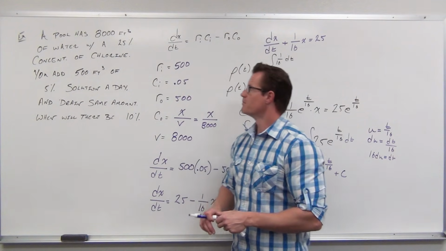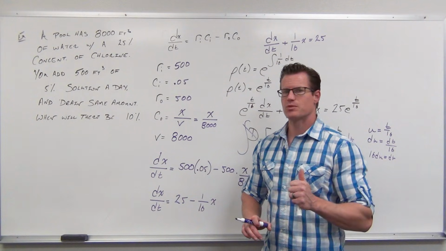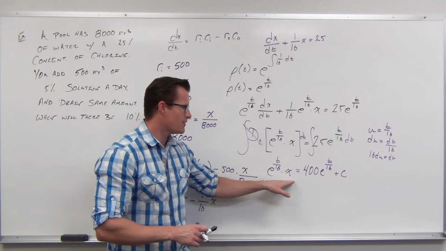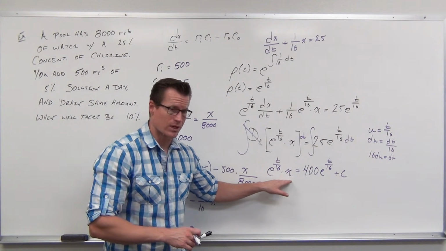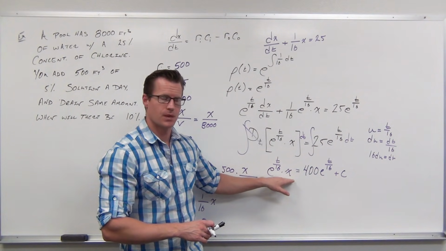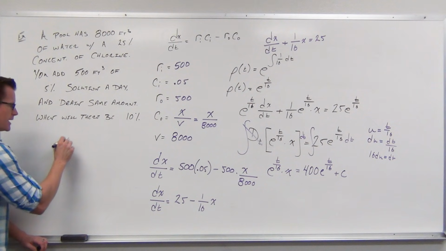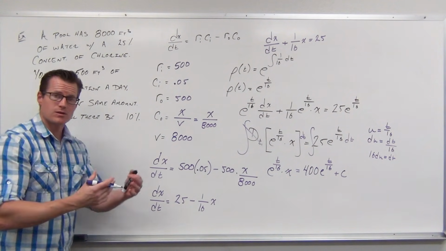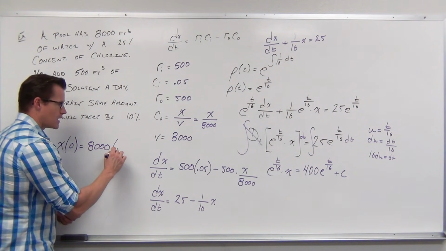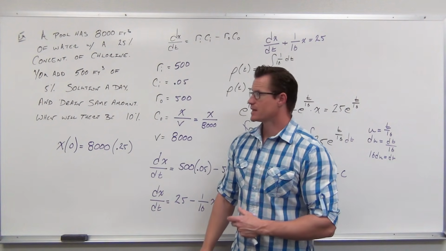It says we've got a swimming pool, and our pool has 8,000 cubic feet of water, and it has a 25% solution of chlorine. Do you realize that at this point, we have an equation that's giving us the amount of chlorine? It's not the rate of change of the chlorine, it's the amount of the chlorine at a certain time. How does our chlorine start? At the start of this, at time 0, the amount of chlorine says, well, you had 8,000 cubic feet times 0.25, a 25% concentration.